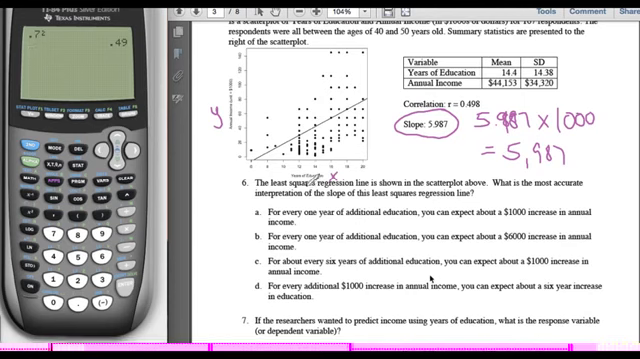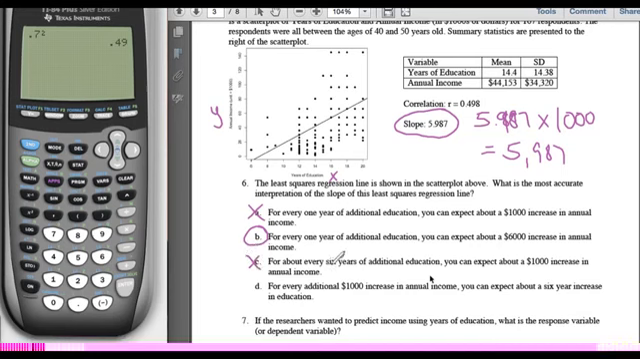And that's always been our interpretation of slope, is how much the Y should go up by as the X goes up by 1. A says for every 1 year of additional education, so as your X goes up by 1, you can expect about a $1,000 increase. Well, that's not the case. We expect about 6,000, 5,987, so it's not A. B says for every 1 year of additional education, you can expect about a $6,000 increase in annual income. That is correct. As the X is going up by 1, your years of education, your Y, your annual income should go up by about $6,000.